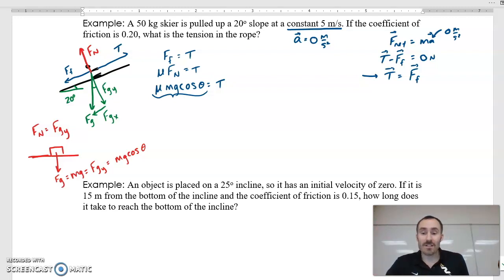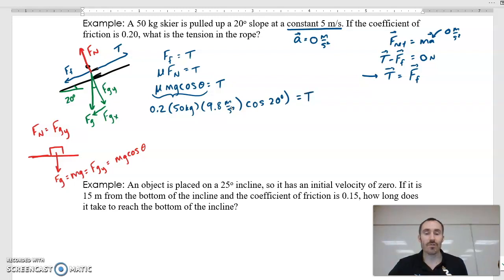Okay, so now we've got 0.2 as the coefficient, times 50 kilograms, times 9.8 meters per second squared, times the cosine of 20 degrees. And all of that together is equal to the tension. So when we calculate all that out, you get tension is 260 newtons up the hill.